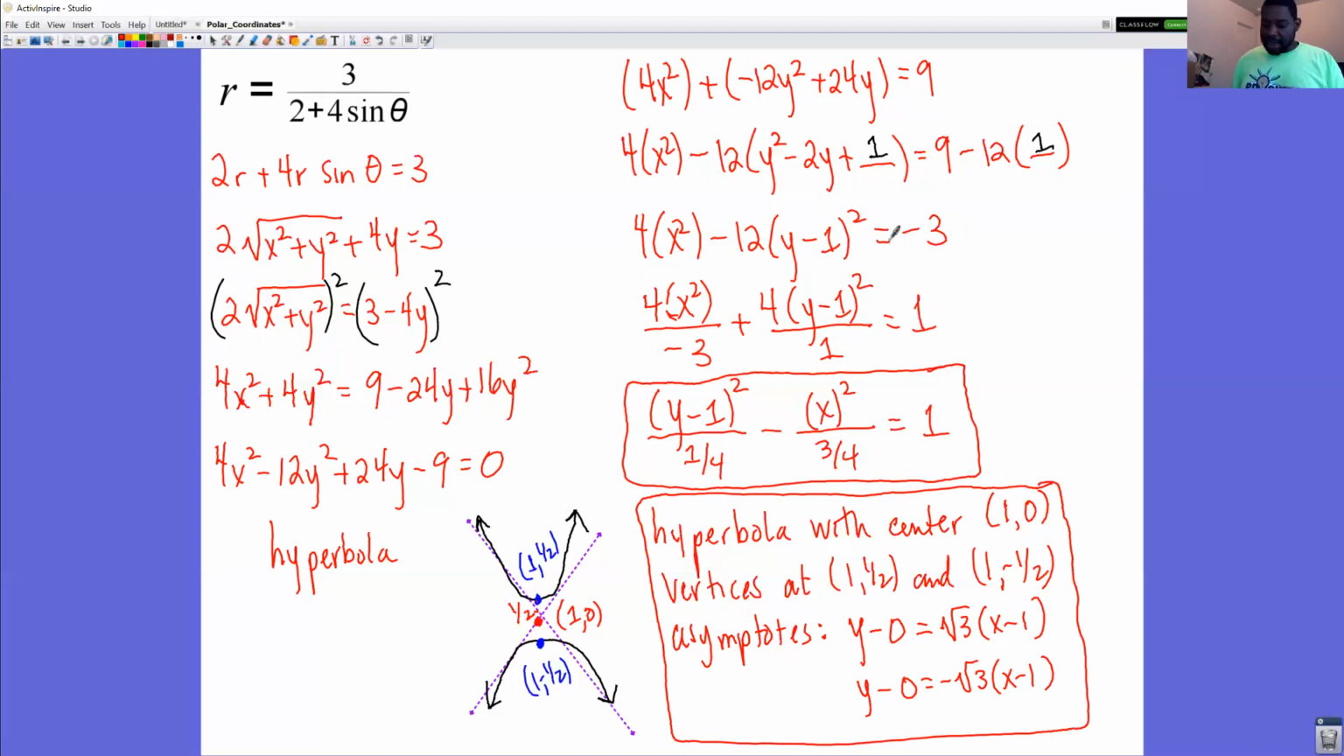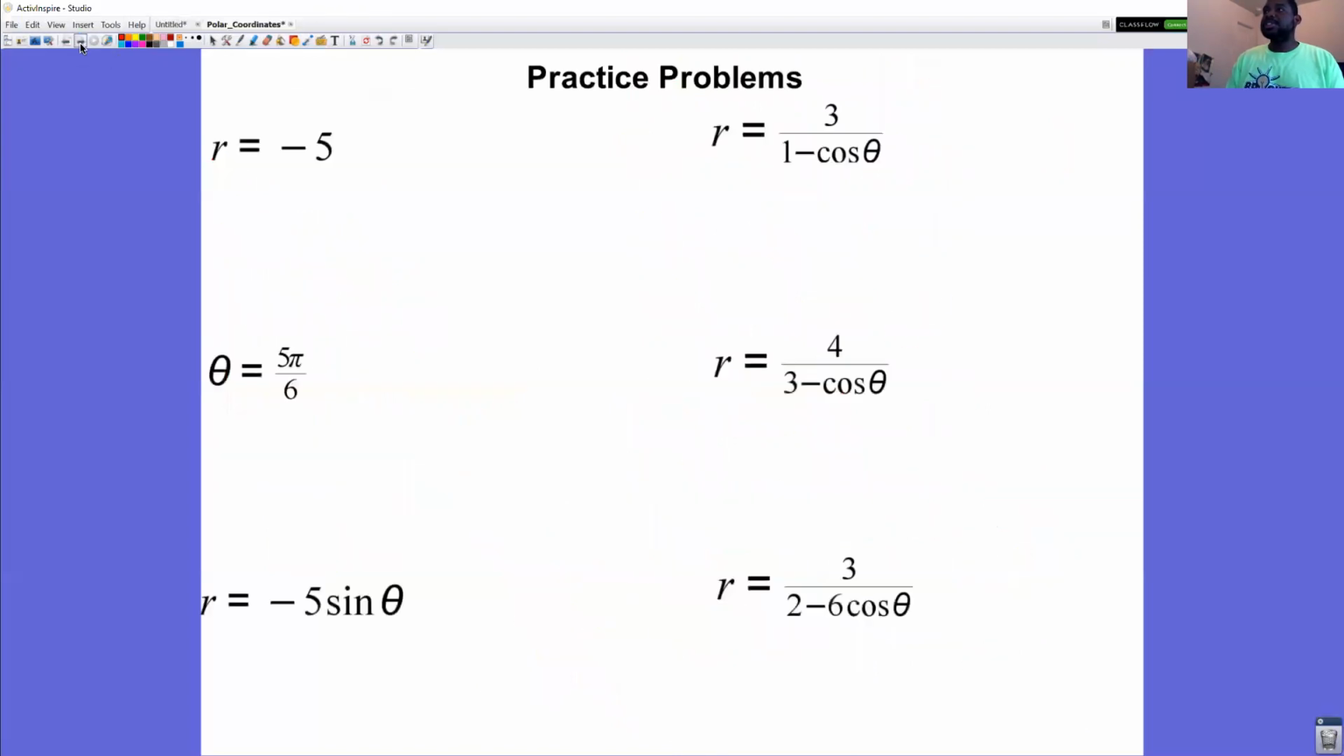Okay, I know that was a lot. So hopefully you have enough information to do some of these practice problems here. So again, when you convert to rectangular form, first of all, make sure you are using the correct equations. Second of all, make sure you know what graph you're dealing with and know the attributes of each graph. Okay. That will be the conclusion of this video.